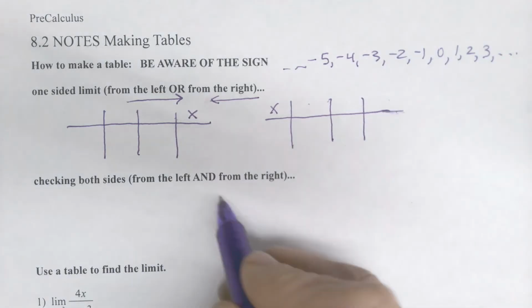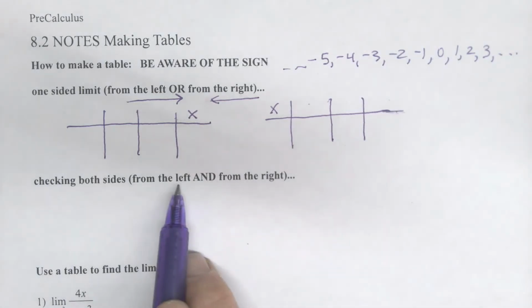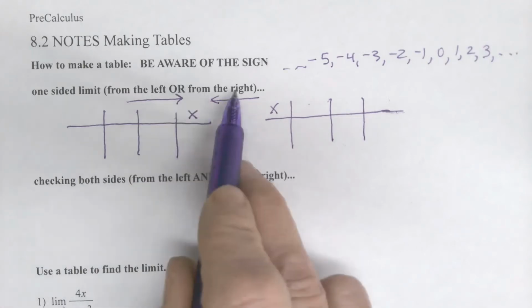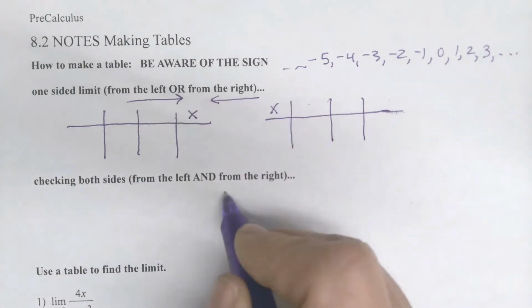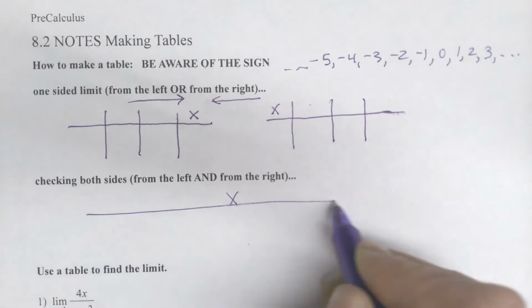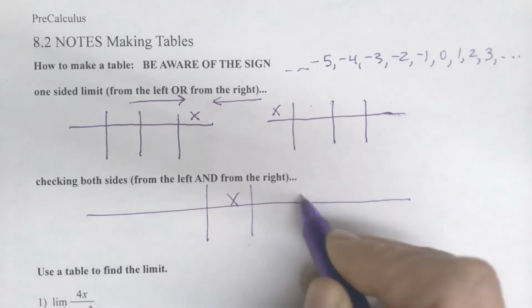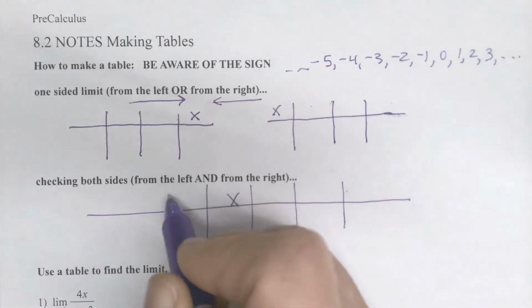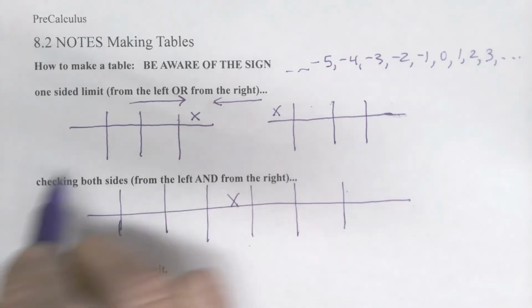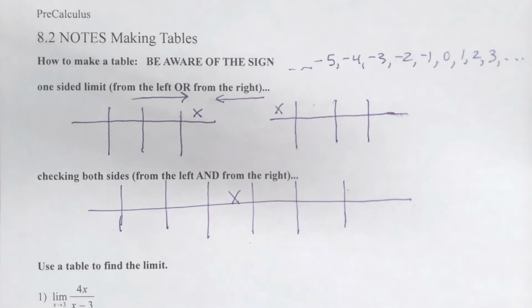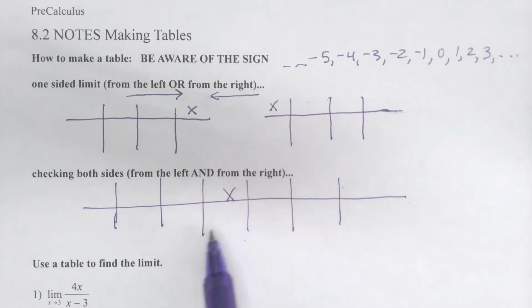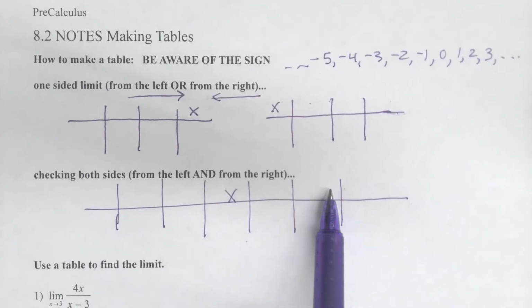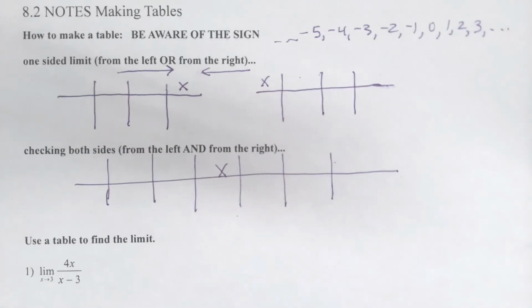If I'm checking from both sides, if it doesn't have a little minus or a little plus on that limit, then I have to have this double-sided table. And so I will be going to the right and to the left to fill in my values. And then we're just going to be calculating, and looking at our calculations to see if we can find what's happening.